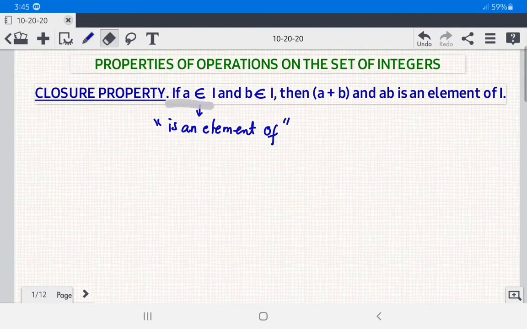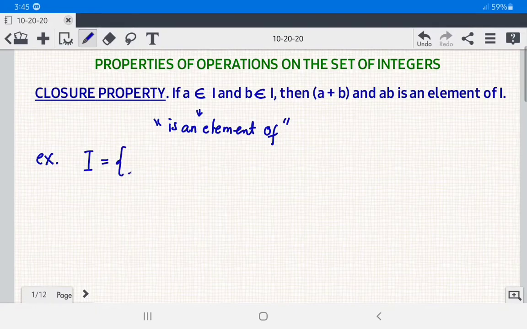So, if A is an element of I and B is an element of I, then the quantity of A plus B and AB is an element of I. Let us have an example. In the set of integers which is denoted by I, we have here positive and negative numbers: -3, -2, -1, 0, 1, 2, 3, and so on and so forth.